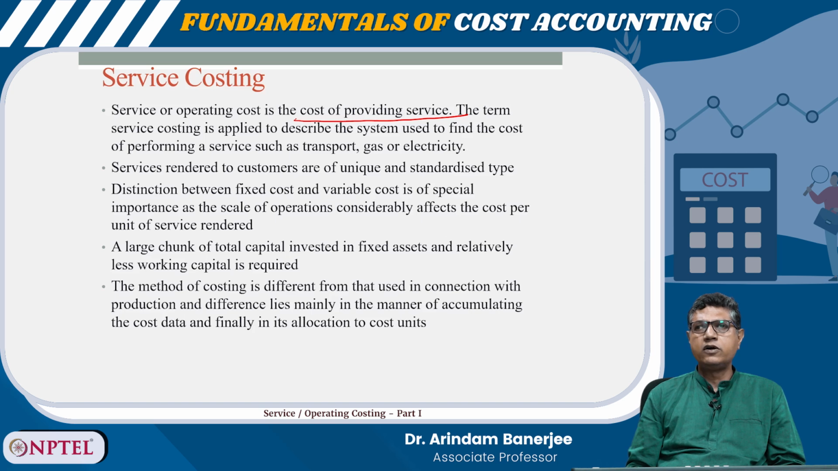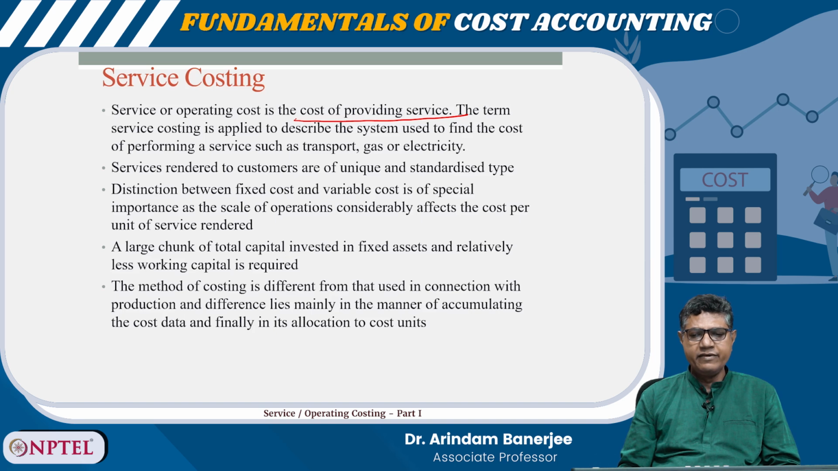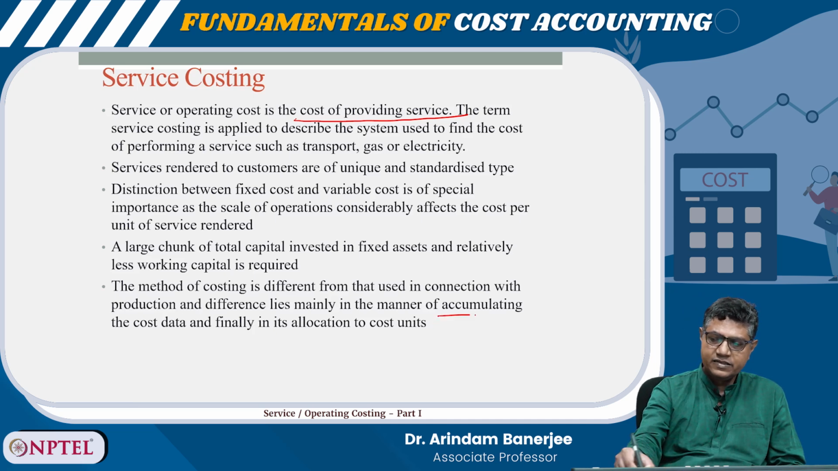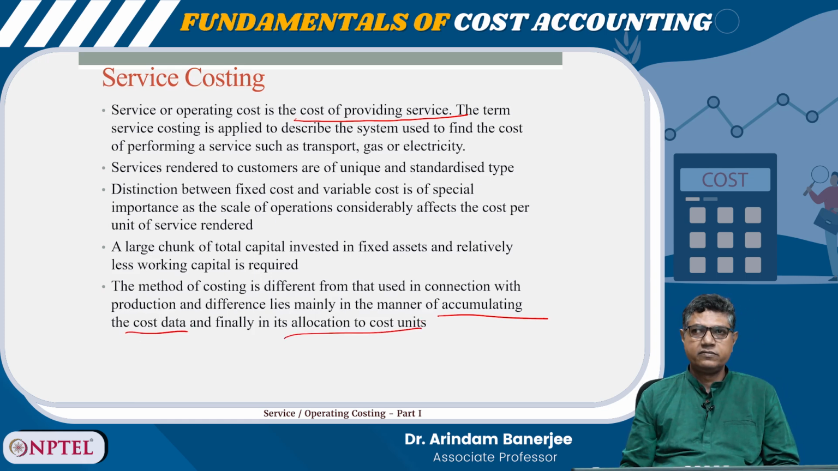A large chunk of total capital is invested in fixed assets and relatively less working capital is required. For example, for the power supply companies, the fixed asset requirement is very high, but working capital requirement is relatively less. The method of costing is different from that used in connection with production, and differences lie mainly in the manner of accumulating the cost data and its allocation to cost units.